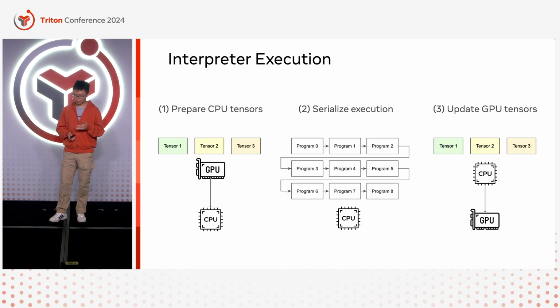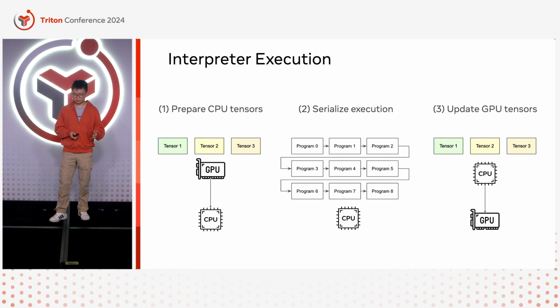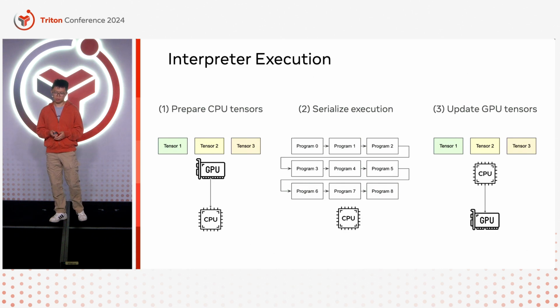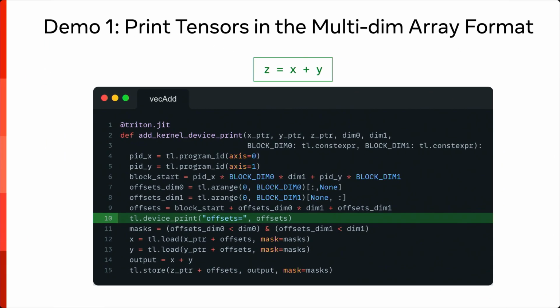Each Triton program previously running in parallel is now serialized so that we're going to run them one by one. We are going to start with program 0, followed by program 1, and then end up with program 8, supposing we have 9 programs. After the execution is done, we have the results on the CPU. If the tensors were originally stored on the GPU, we need to copy them back and update their values. So this ends the introduction about how the interpreter works.